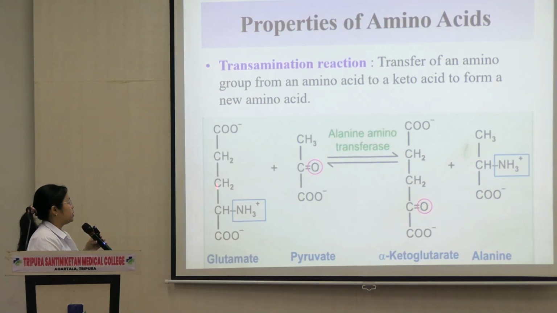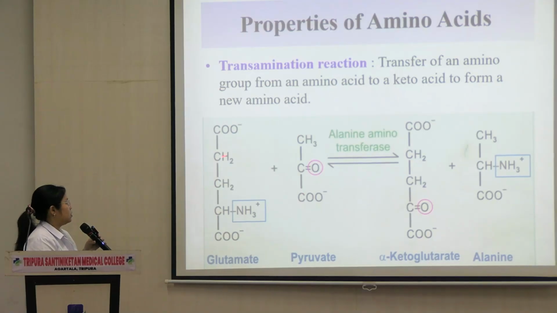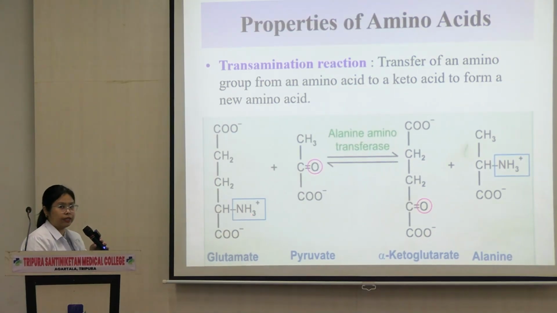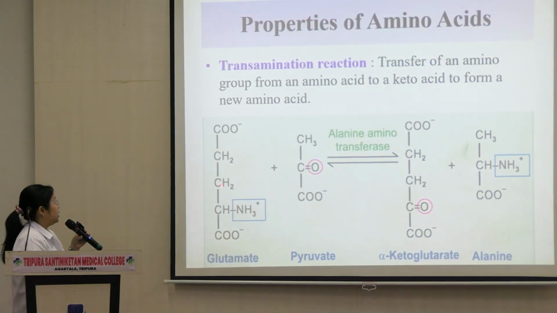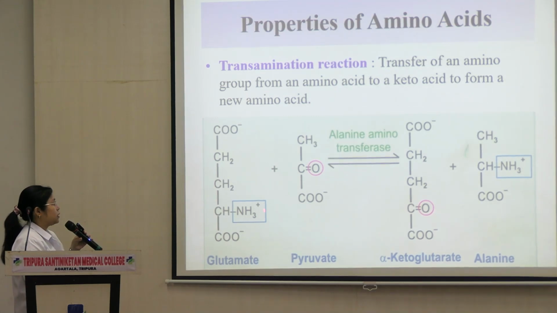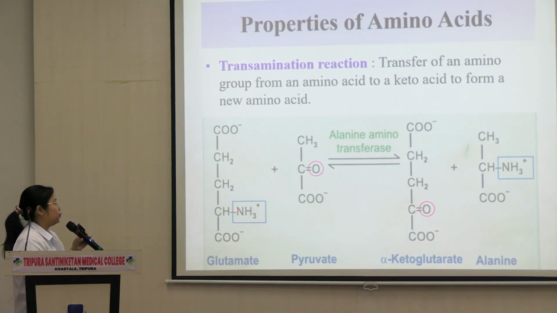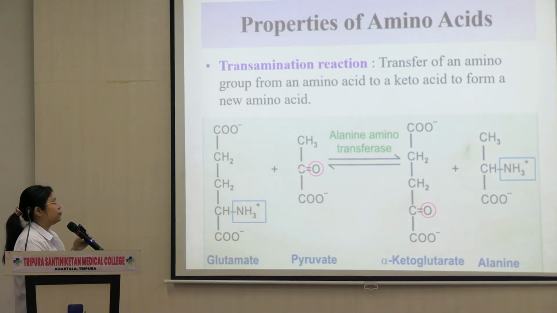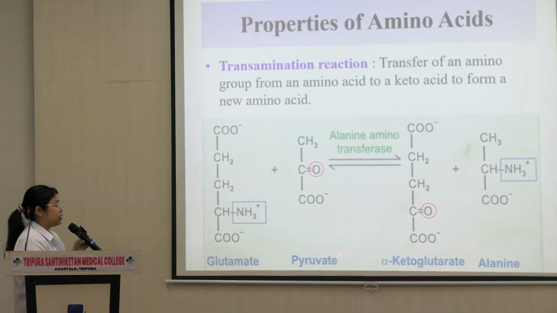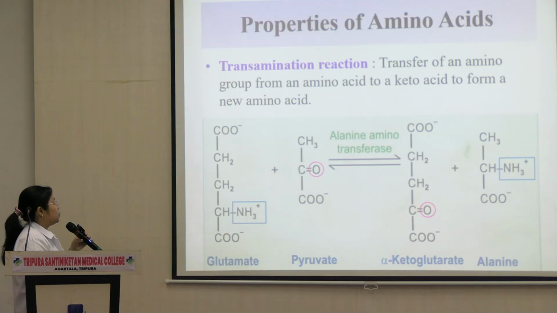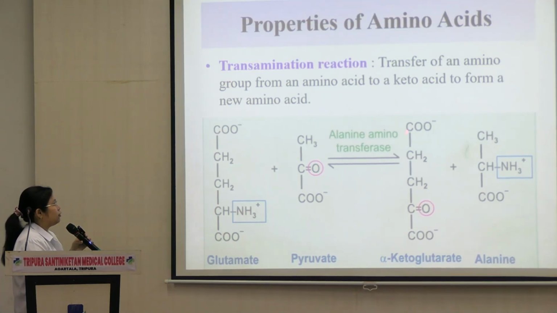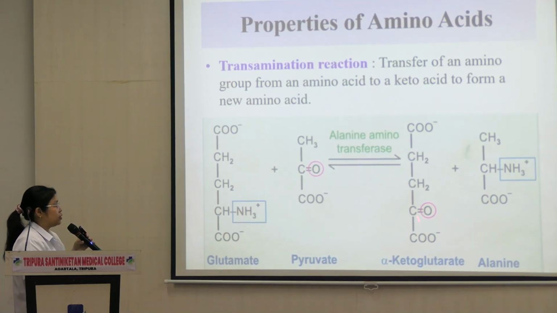This is glutamate, this is pyruvate. Glutamate is an amino acid. Its amino group gets transferred to a keto acid. This is the carbonyl group, so pyruvate is a keto acid. The amino group will get transferred here and form this alpha-ketoglutarate.